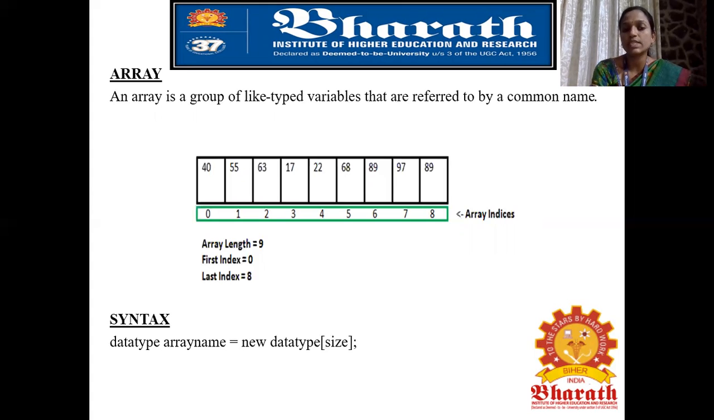So look at the syntax. Data type, array name equal to new data type, then size. Every time we have to give the maximum size. If you make any mistake, it doesn't show any error.